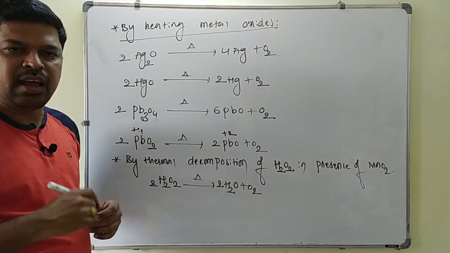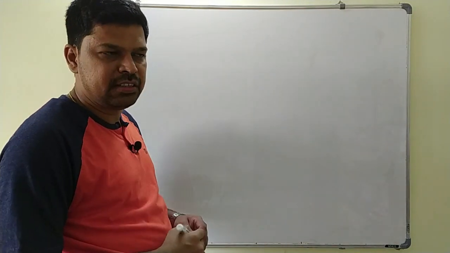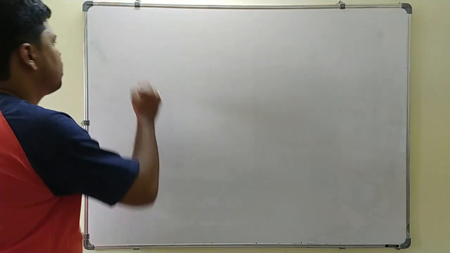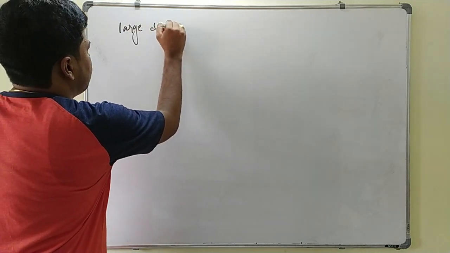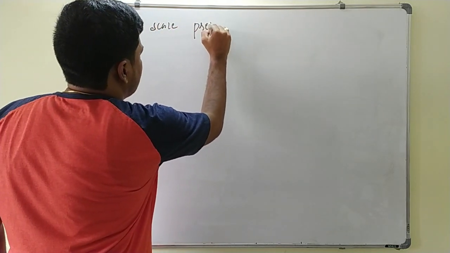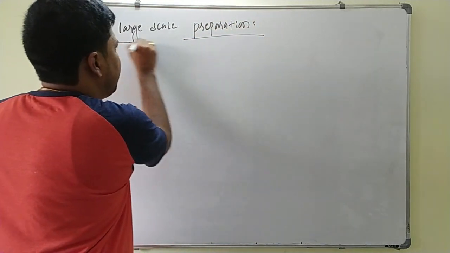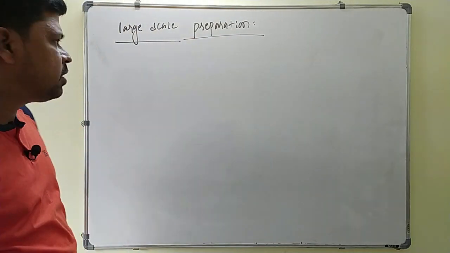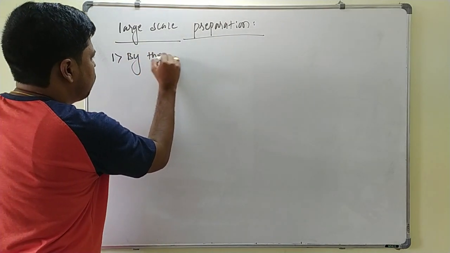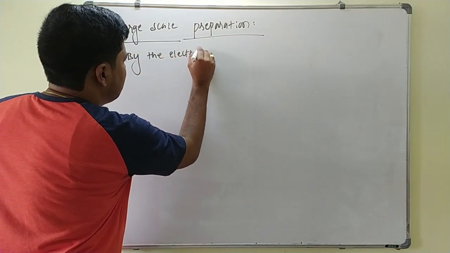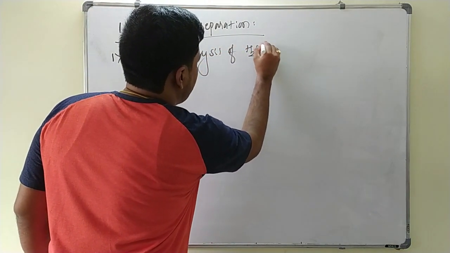So the next method will be the large scale method for the preparation of dioxygen. We will go for that one. Next method is large scale preparation of dioxygen. In this one, the first method is by the electrolysis of water. What is electrolysis?